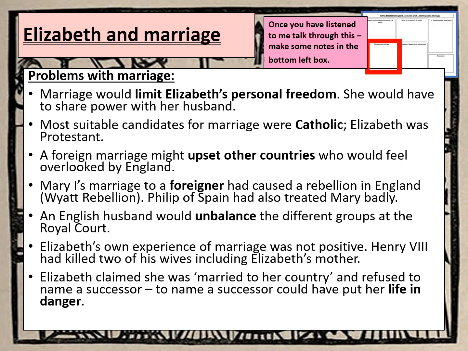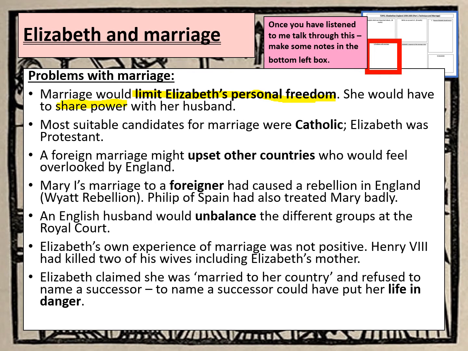We're now in the bottom left box. So why was marriage such a problem then? Well, Elizabeth wanted to rule and reign. She wanted to be the person who actually made the decisions. And being married would limit her personal freedom. She would have to share power with her husband.